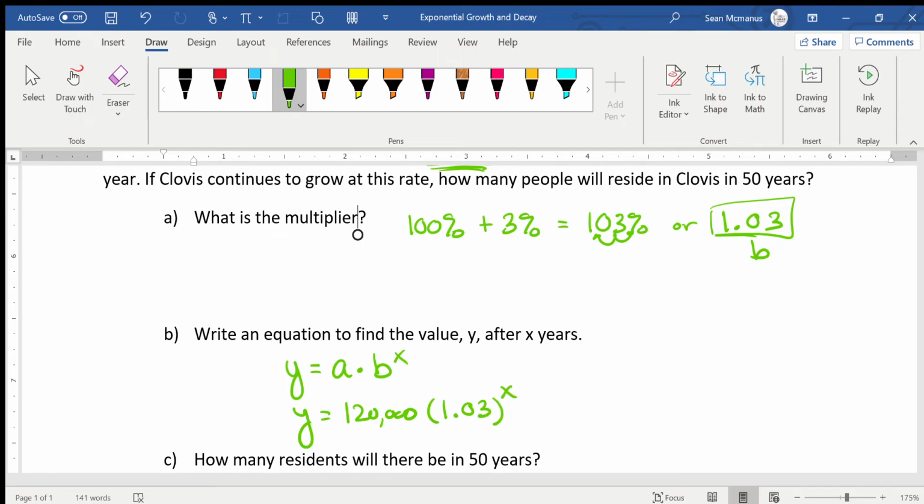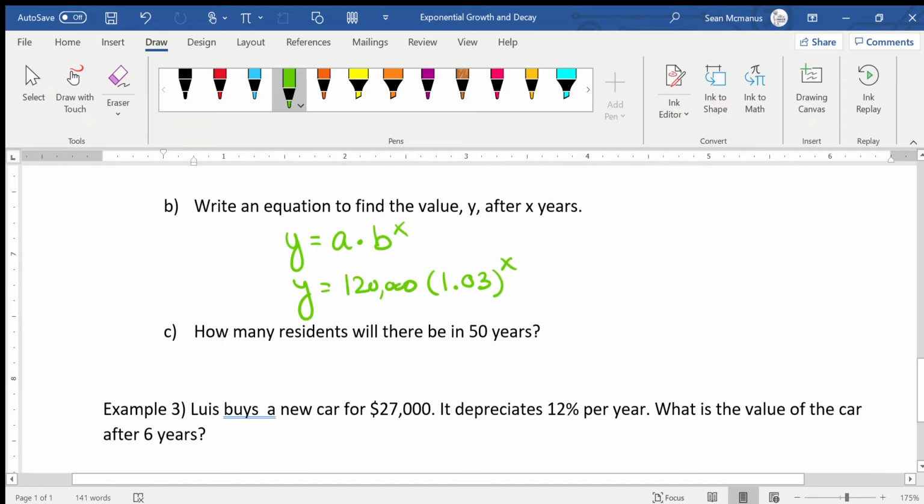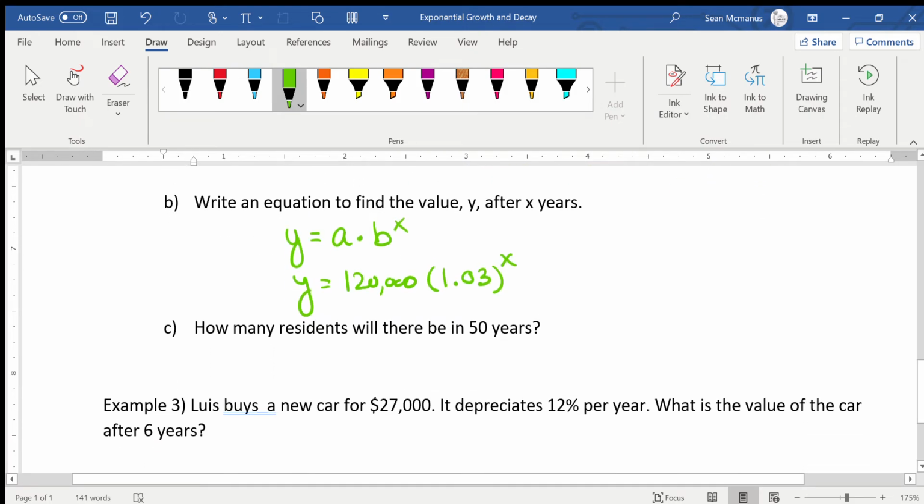So now I can plug in whatever number I want for x, and that's going to tell me the population in that many years, right? If I plug in a 0, 1.03 to the 0, anything to the 0 is 1, I would just have 120,000, right? So in year 0, this year, it's 120,000. So I can plug in whatever I want. Part C asks me, well, let's plug in 50. Let's see what happens in 50 years.